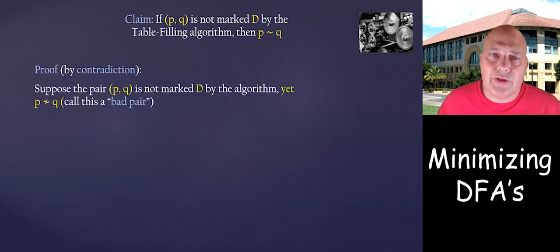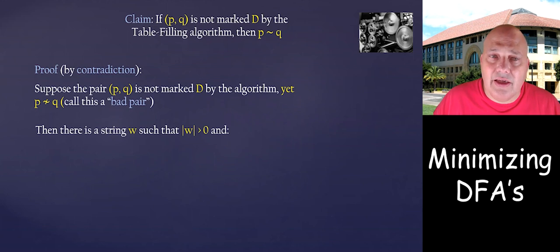Let's assume that there is a pair PQ that is not marked D by the algorithm, yet P is actually distinguishable from Q. So this is a pair that we want our algorithm to discover and to put a D in the right cell of the table. And we call this pair a bad pair. This is a pair on which the algorithm failed. So this is a bad pair. So we assume that there exists such a bad pair.